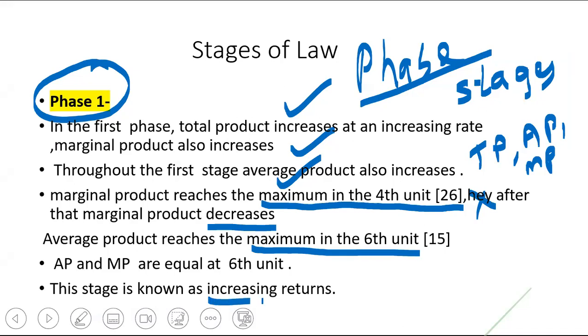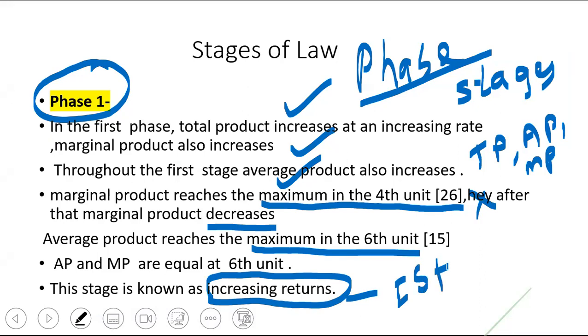This stage is known as increasing returns. First stage is known as increasing returns. Children, first stage is known as increasing return. What happens in the first stage? Tell me. In the first stage, TP, AP, MP dash. Complete it.